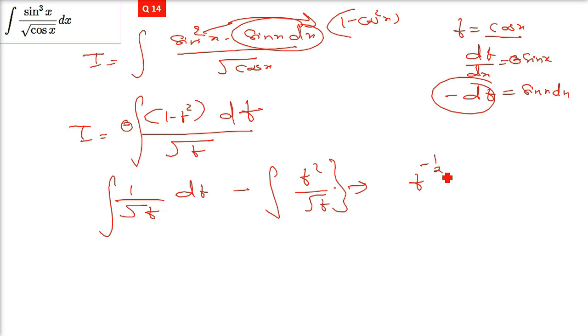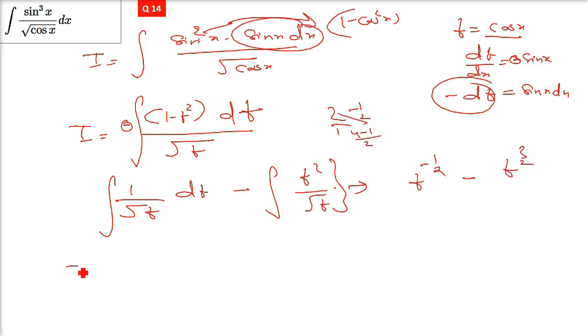So t raised minus half, under root t of course goes up and forms t raised minus half. And here you have t square by under root t. This is 2 minus 1 by 2, because under root t is t raised half, it goes up. 2 minus half is 3 by 2. So t raised 3 by 2.